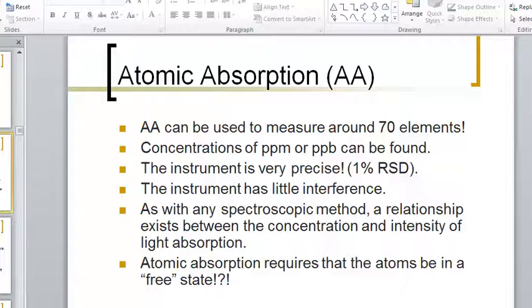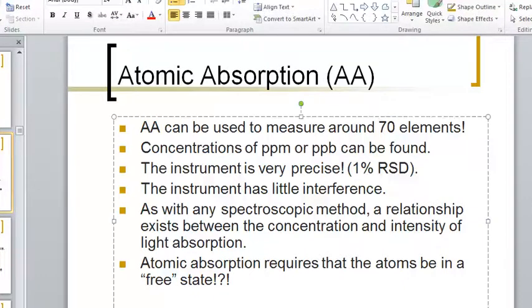A little statistics about the atomic absorption instrument. We can now measure over 70 elements in total, and most of them are metals. Every single one of them is going to be a metal off the periodic chart. That's where AA finds its home, and that's where AA is a little bit different than the rest of the machines that can be found in the laboratory.